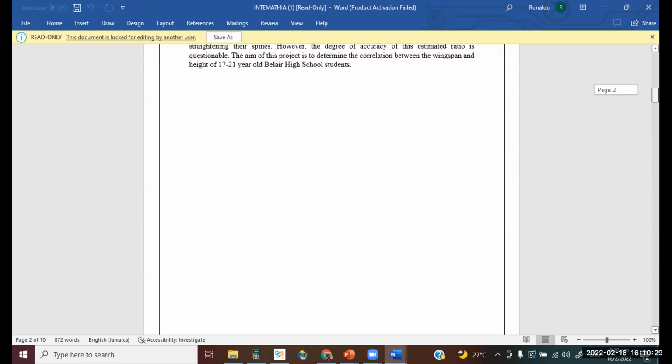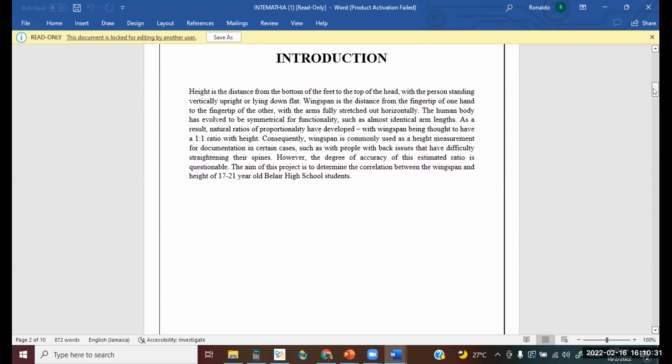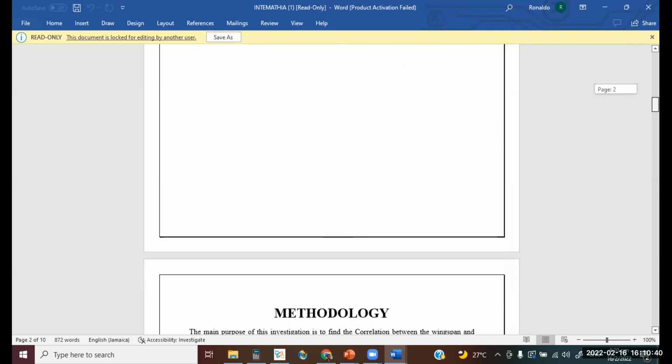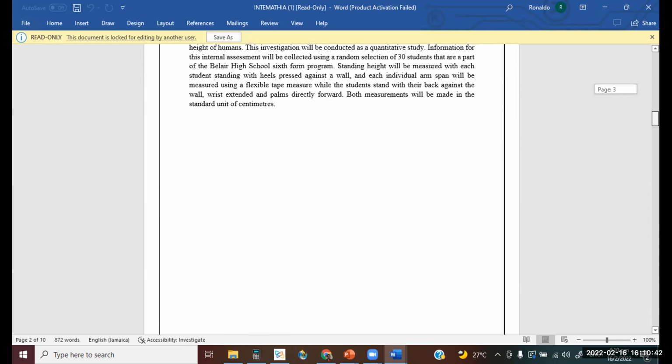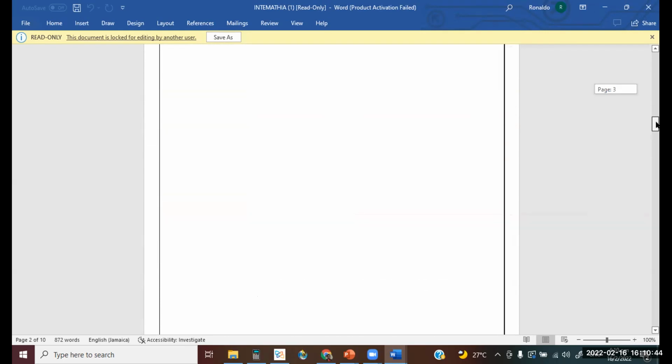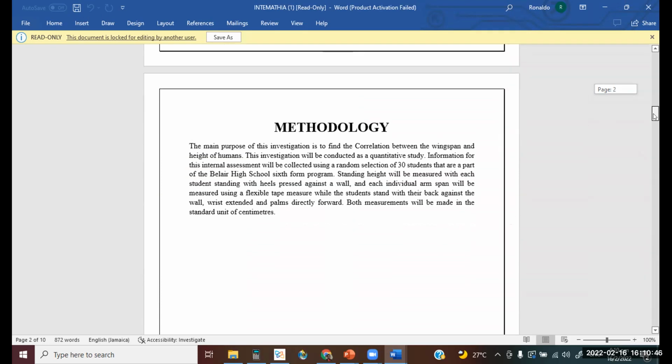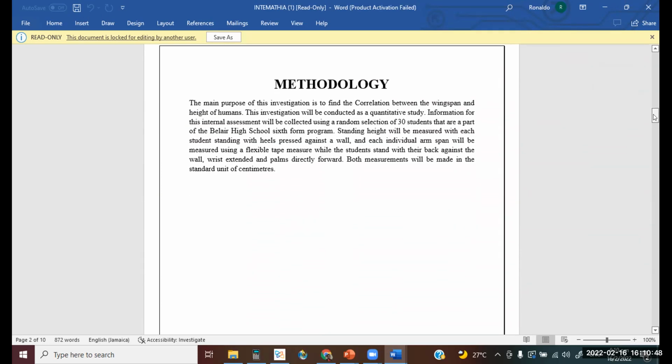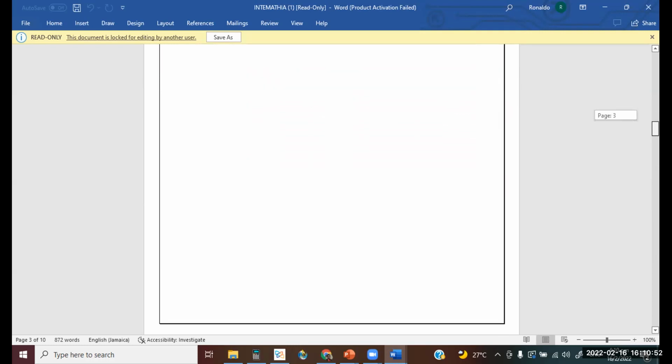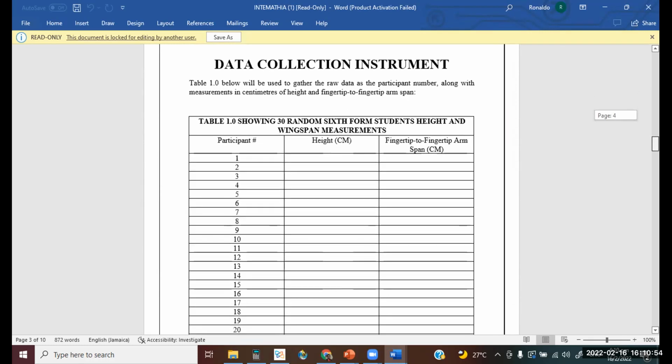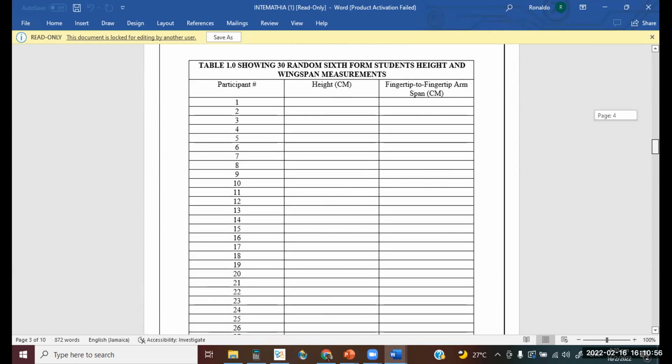All right. So in this case, we want to predict height with wingspan, but we're trying to disprove that it's in a 1-to-1 ratio. So our y value is going to be our height, and our x value is going to be the wingspan. All right, so x value is wingspan, and y value is the height.